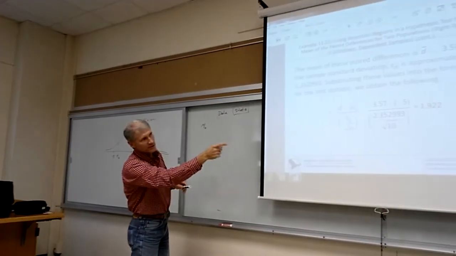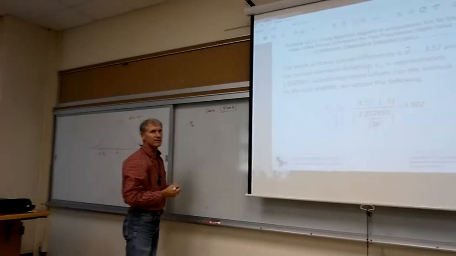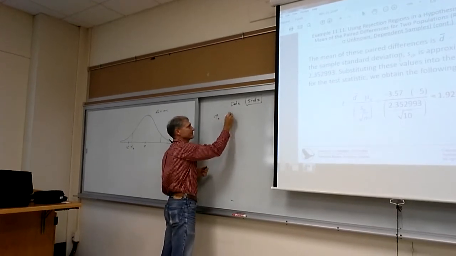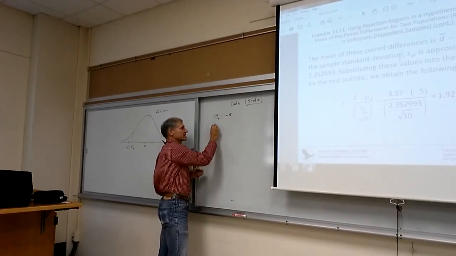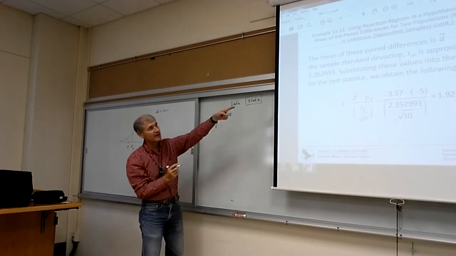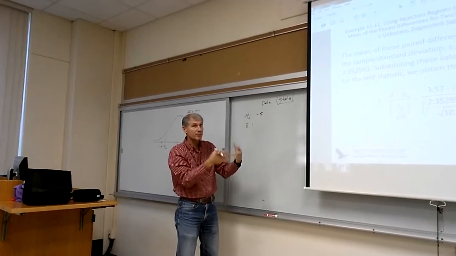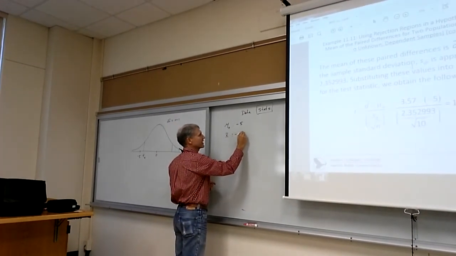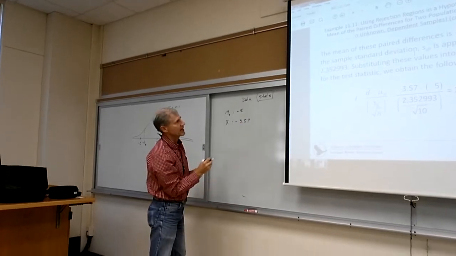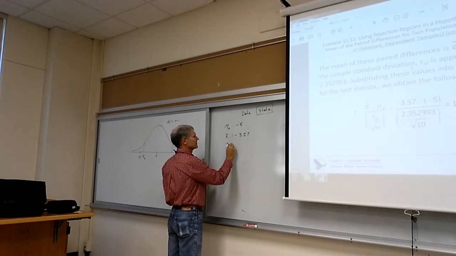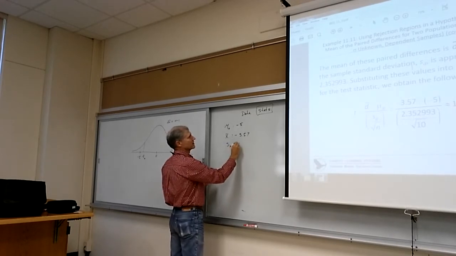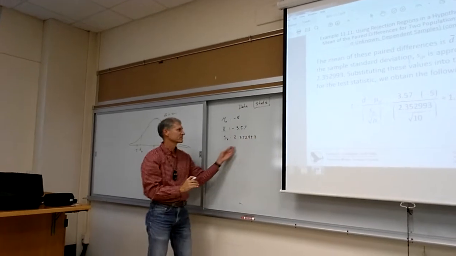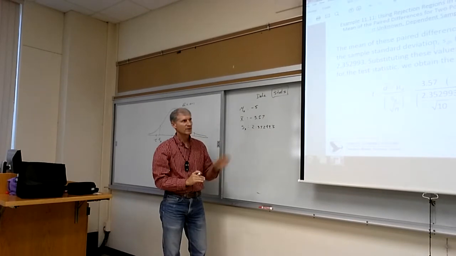-5. You look at your null hypothesis, and that's the number that's in your null hypothesis, -5. And then your calculator says x bar. We called it d bar here, but it's the sample mean. So x bar is -3.57, and the sample standard deviation, which your calculator calls Sx, 2.352993. Go ahead and enter all those decimal places. That's overkill, but we want to match what they got.